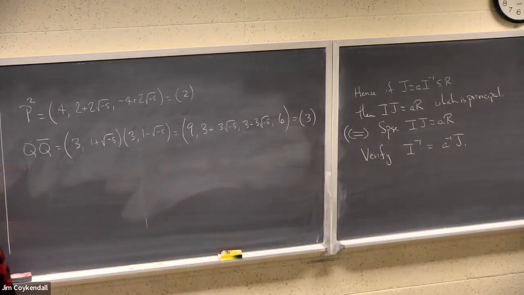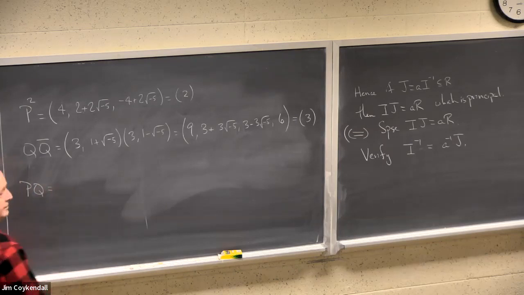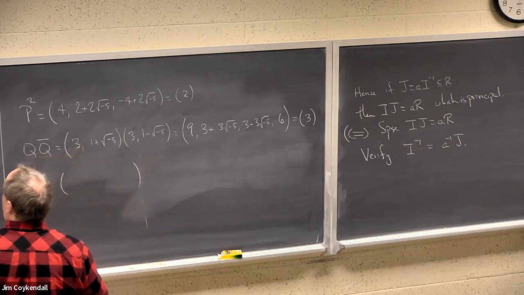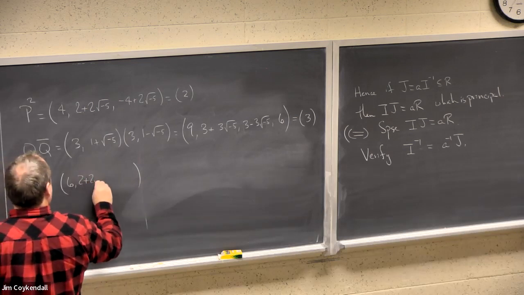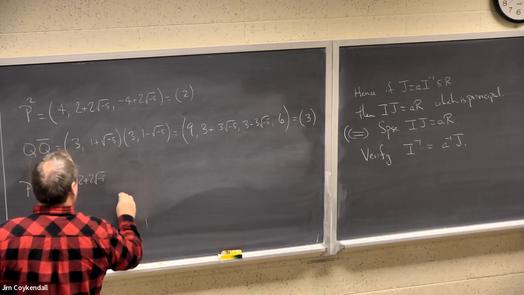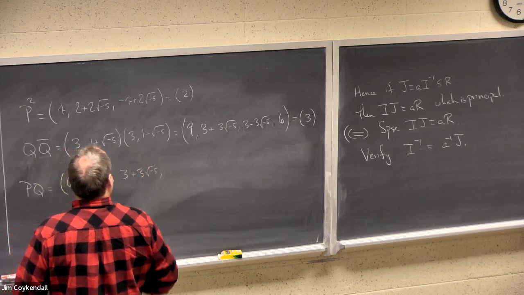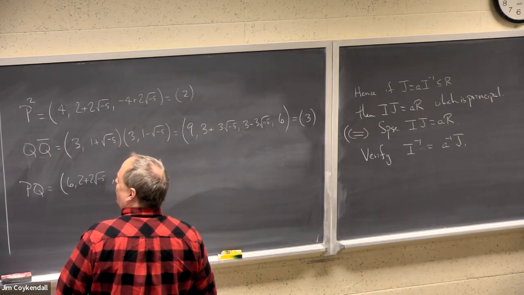Let me point out a couple other things here. This actually happens to be principal as well. Let's see what we can get out of this. P and Q is generated by 6, 2 plus 2 radical negative 5, 3 plus 3 radical negative 5, and then the product of these two, which is, and actually I wish I'd done it the other way.